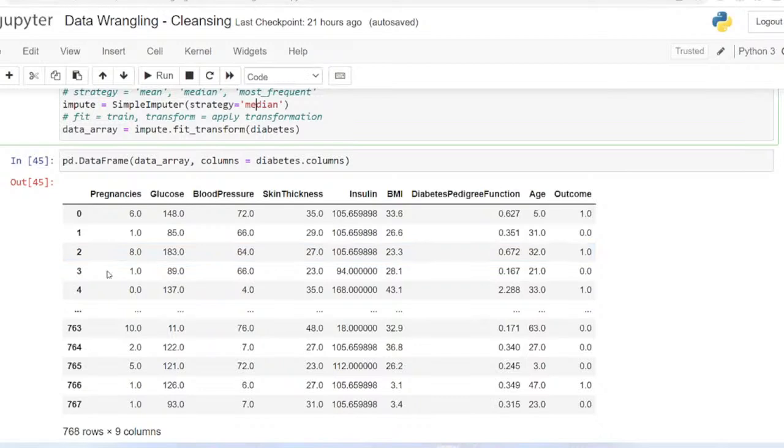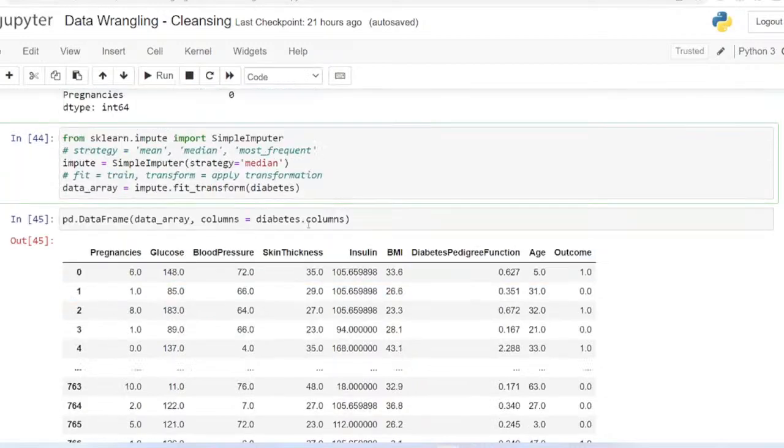You can apply the imputation to limited columns as well. When you apply it to limited columns, you have to mention the column names. In this case, you are passing diabetes, which means the whole data set we have passed. Whichever column has the missing value will be targeted and replaced by that column's median.